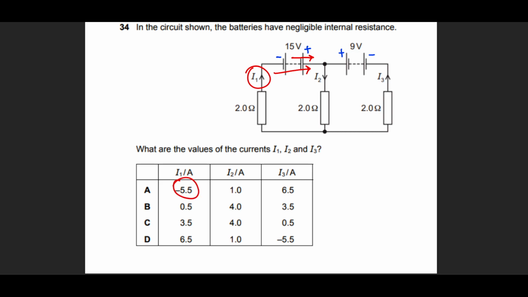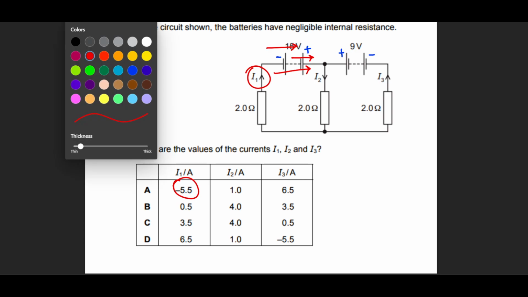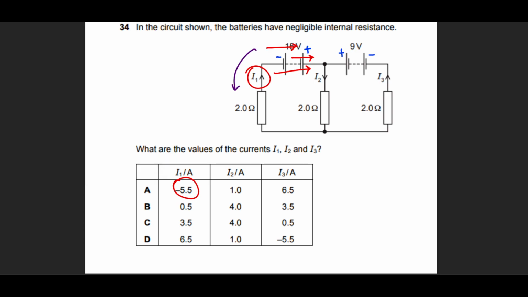The negative value of I1 suggests that when you applied the Kirchhoff rules, you found that the current is not in this direction. Rather, the current has been found to be in this direction. Is that possible? No, it's not possible. Why? Because the direction of the current by the battery is supposed to be in this direction. The current cannot go in this direction because there is no larger battery on the other side. This battery is a larger one. This is dominating. The current cannot be flowing in the opposite direction to the battery. So based on this idea, the negative value of I1 is rejected. So option A is rejected.